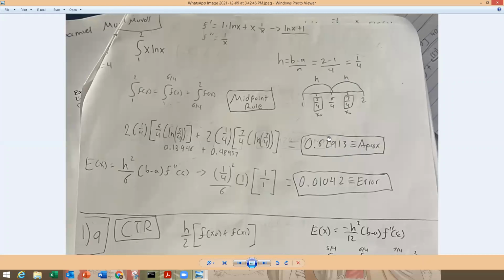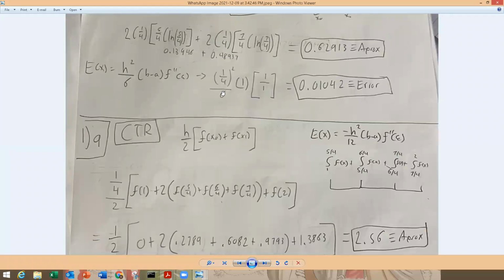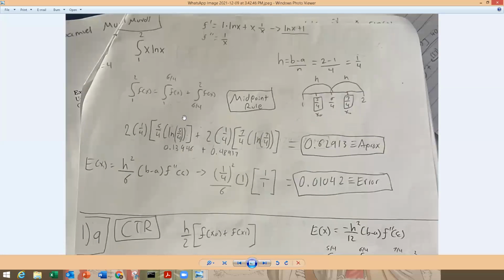So then it just gives me this approximation. Now, for the actual error, I get h squared over 6. This is the error for composite midpoint times b minus a. It's important you remember the b minus a. It's for the composites, b minus a. So you do 2 minus 1. In this case, it's just 1.